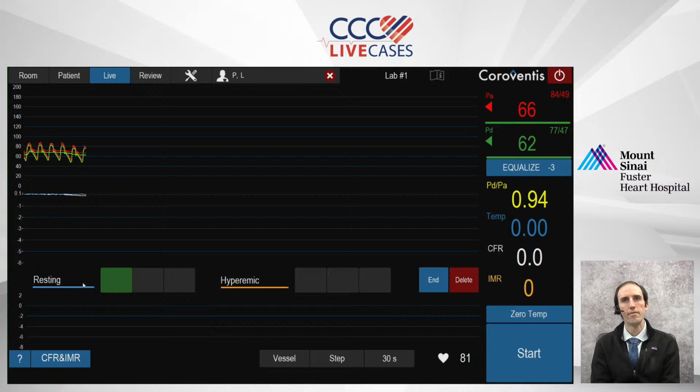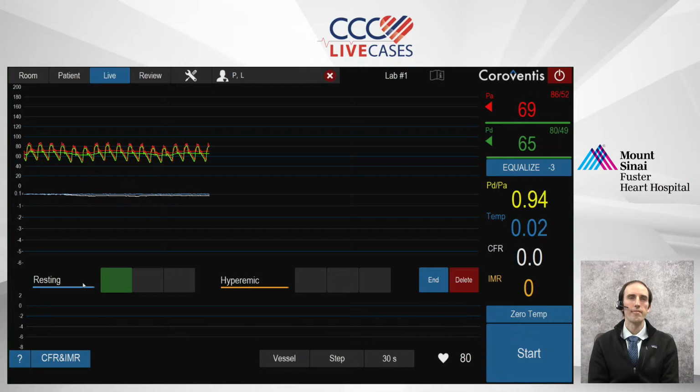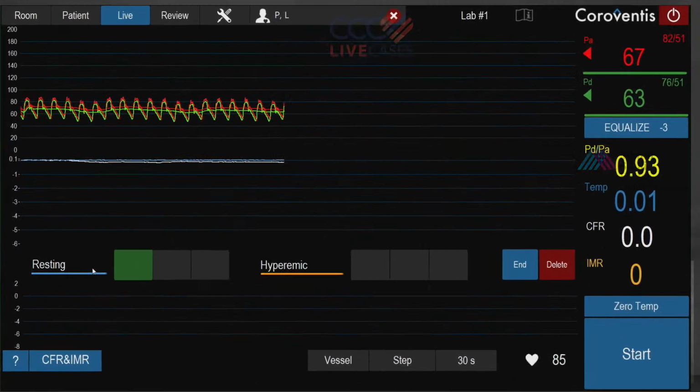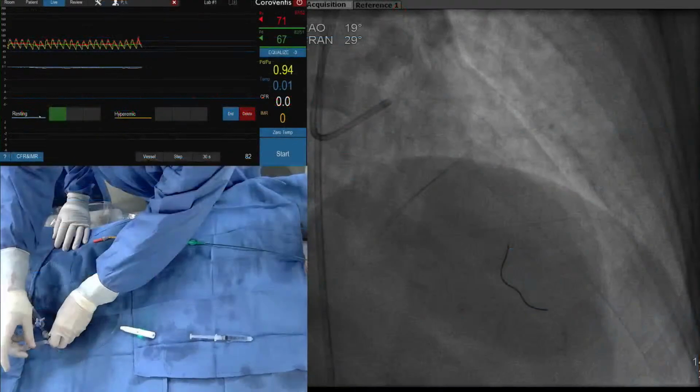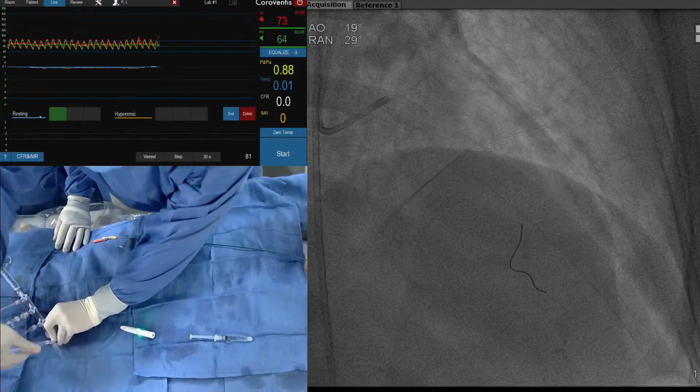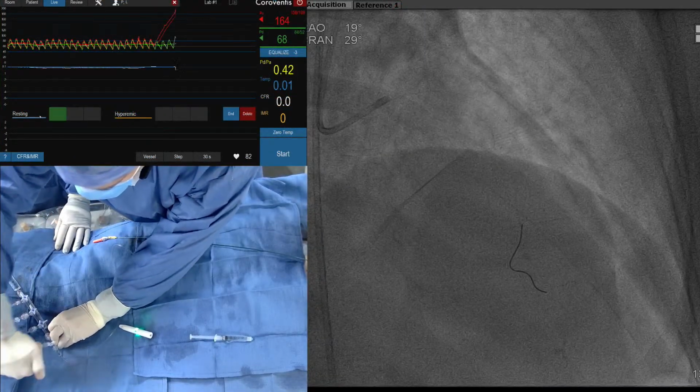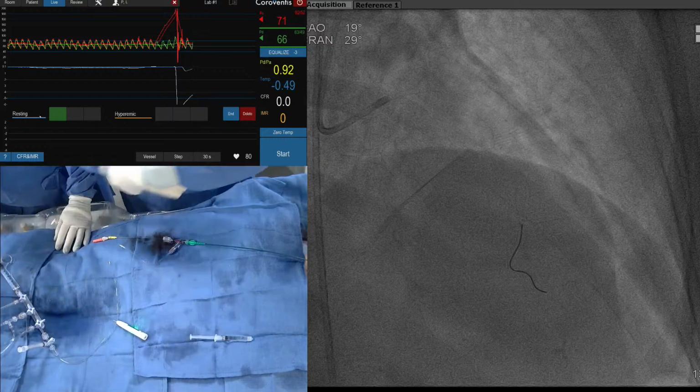And what I do now is I'm going to inject 3 cc's into my tubing, and that is going to displace saline that's in the guide into the coronary, and it's going to measure the temperature flow. So the first one is always a test, and it has to be a very rapid injection.